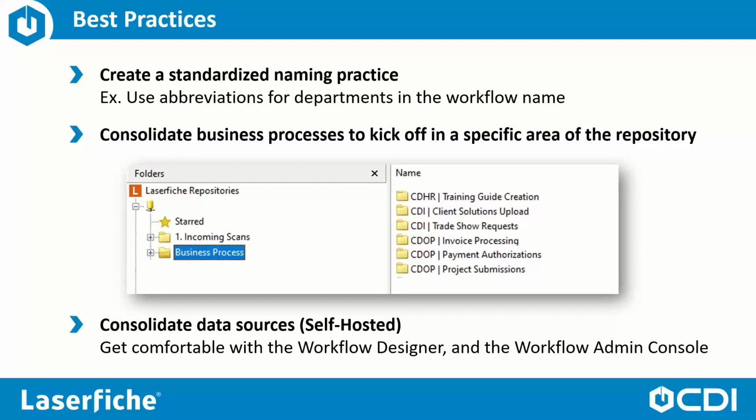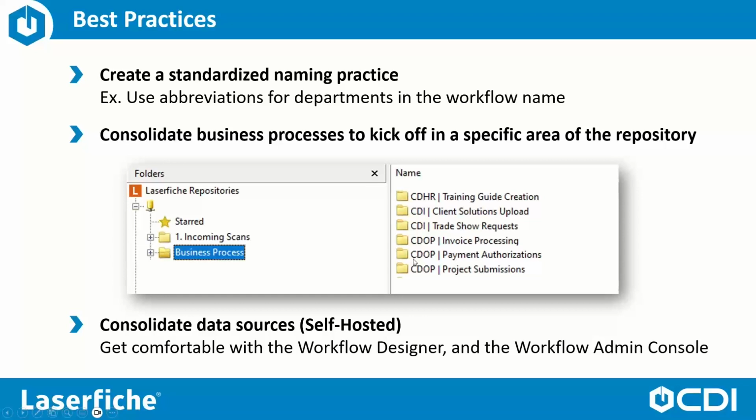And all of these too, for the most part, if something isn't available in both self-hosted and cloud, I'll let you know. But creating a standardized naming practice. I mean, this sounds so simple, but I cannot stress this enough, especially if you're in an organization that has multiple departments leveraging Laserfiche and automation. We recommend a standardized naming practice. So in our folder structure here, this is actually a snippet of CDI. So we have CDHR. I don't know what CDI necessarily is.